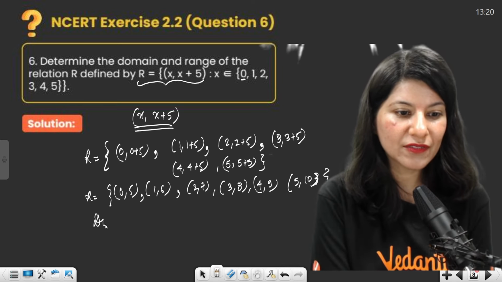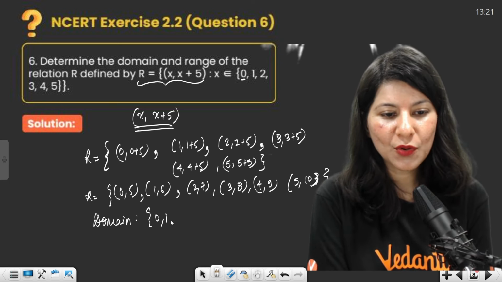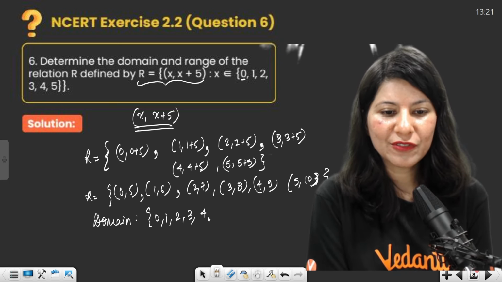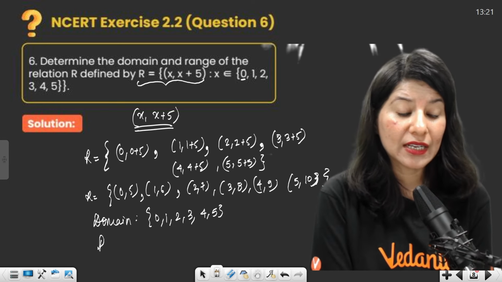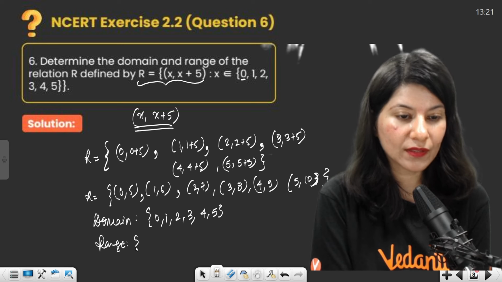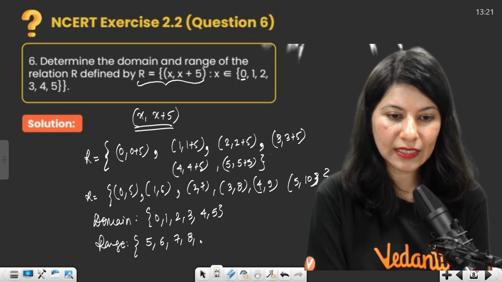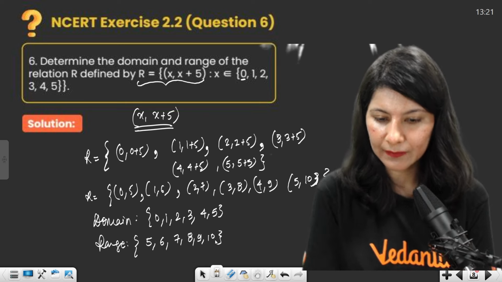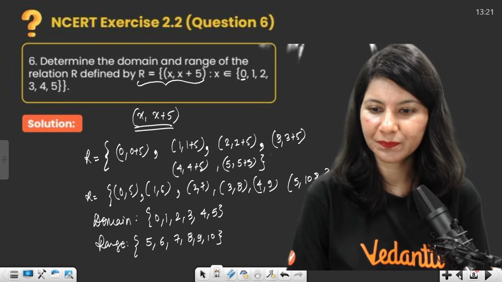By the way, here we need to write the domain. The domain will obviously be 0, 1, 2, 3, 4, 5, whatever is given in the question, x belongs to 0, 1, 2, 3, 4, 5. Range. Now, range will be 5, 6, 7, 8, 9 and 10, right? This is your range. Question number 6 also done nicely.